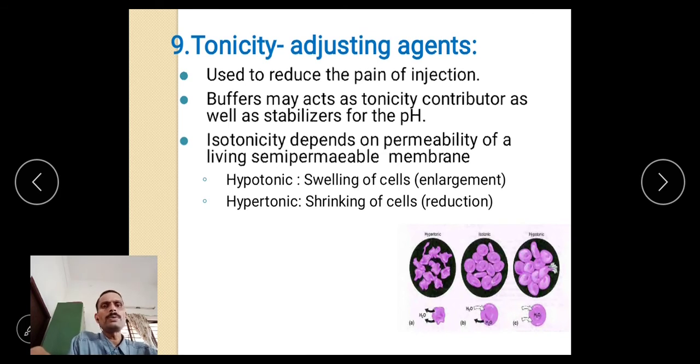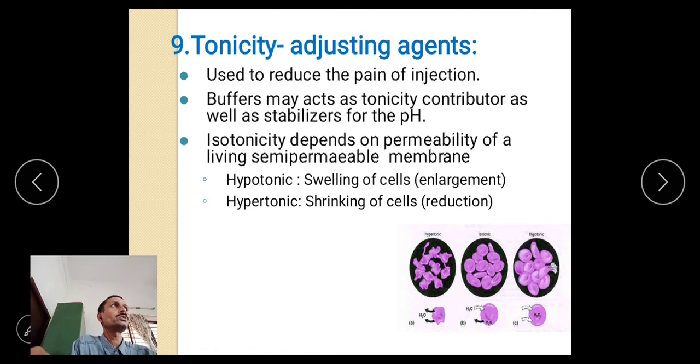If you inject hypertonic, what happens? There is shrinking of cells, that is reduction of RBC cells. It is called hypertonic solution, meaning you are injecting a more concentrated solution, or the tonicity is more than your RBCs. Then there is a shrinkage of cells. You might have seen at home, concentrated sodium chloride is put on tender mangoes. If the solution is hypertonic, the tender mangoes shrink.